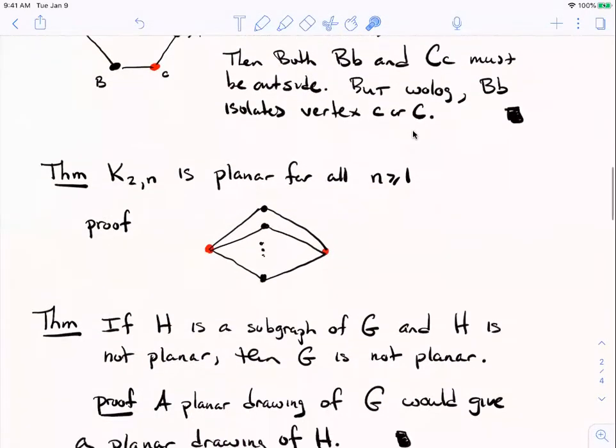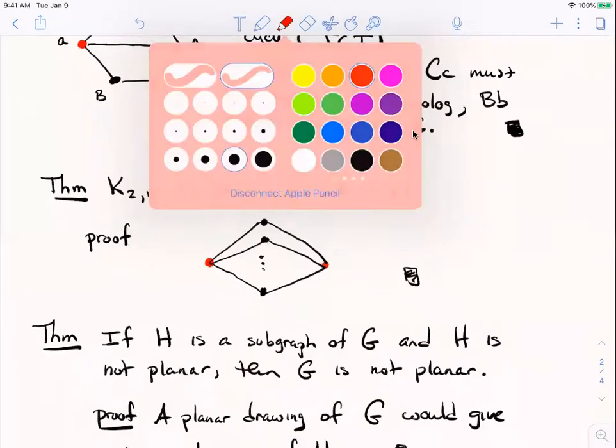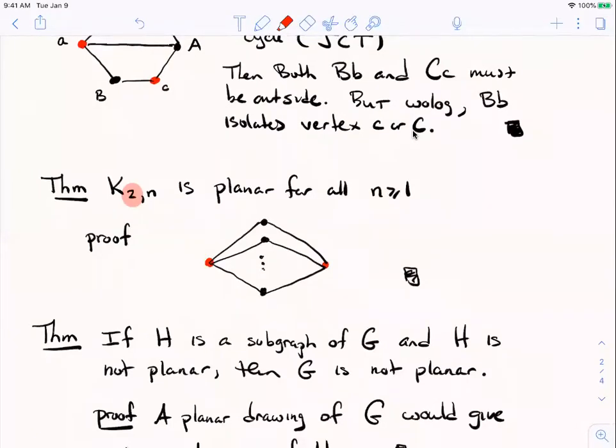Here's something a little bit more positive. The complete bipartite graph K2n is planar for all n greater than or equal to 1. And here I've just drawn the planar graph. That's my proof. The bipartite sets are red and black. I've drawn the red one has two elements in it. The black one has the other n, and that's how you can draw a planar version of it. So that bipartite graph is planar.